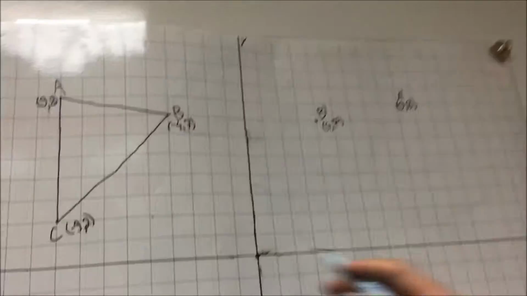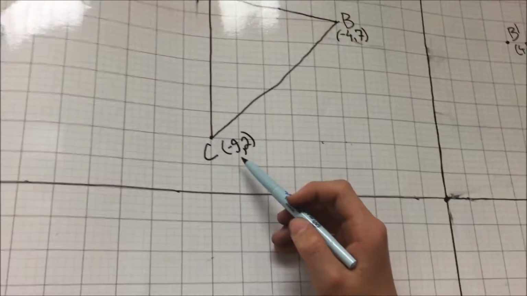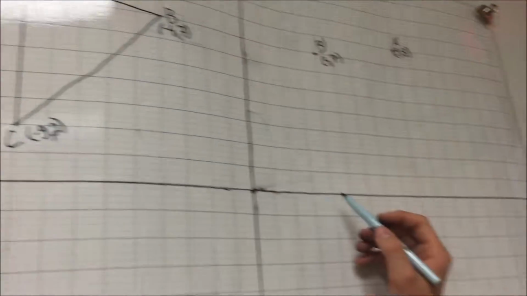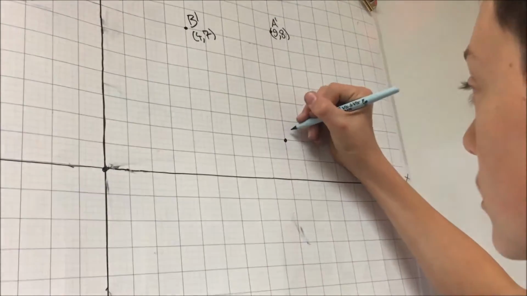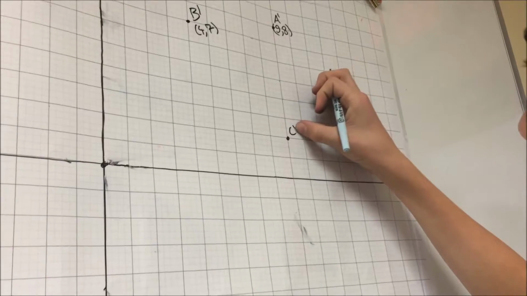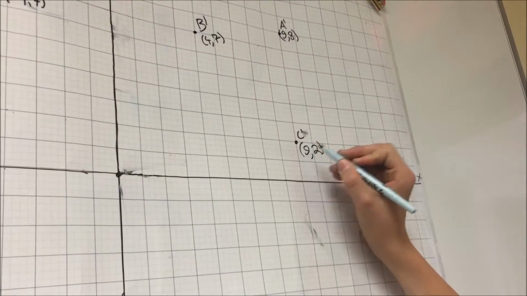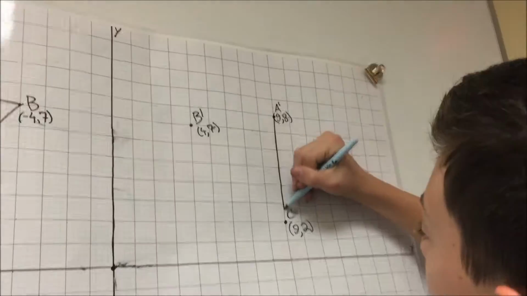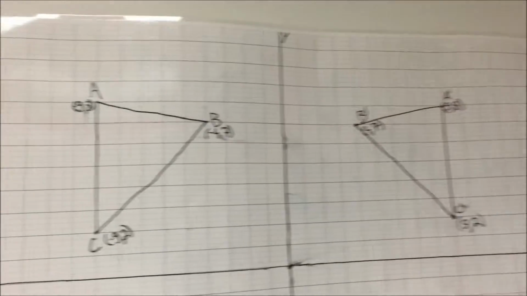Alright, so now we're going to do C. So we multiply -9 by -1, which is 9. So we count 1, 2, 3, 4, 5, 6, 7, 8, 9, 1, 2. So this is our new C prime. And that's going to be 9, 2. And then we connect our points. And now we have successfully reflected a figure over the y-axis.